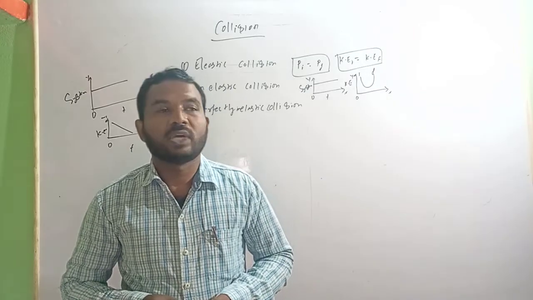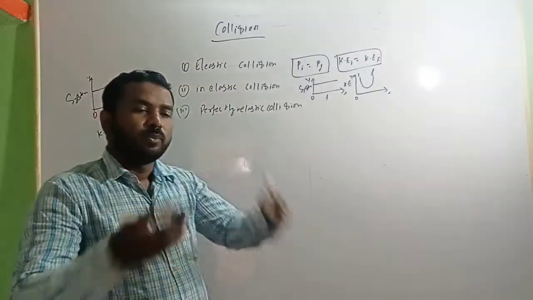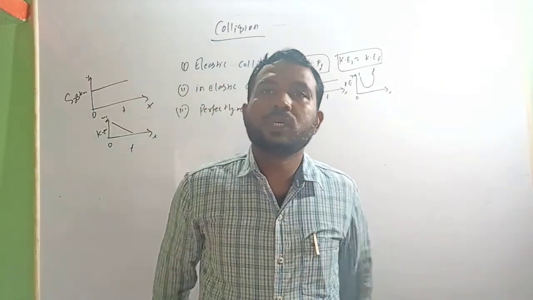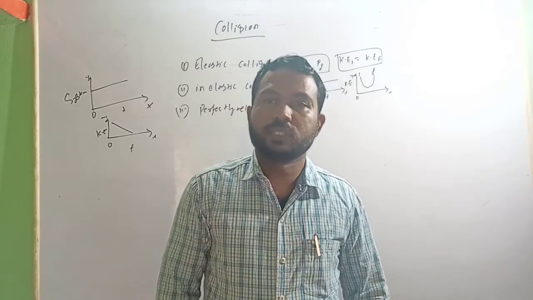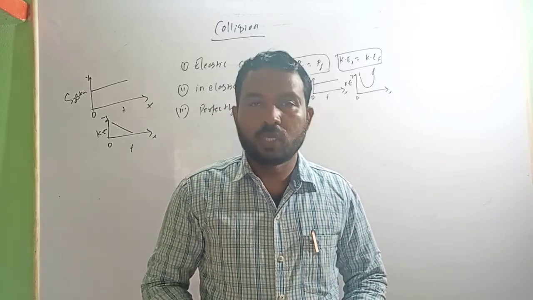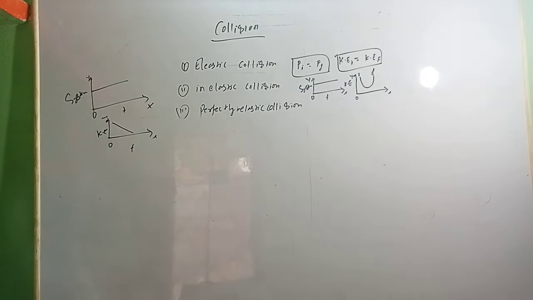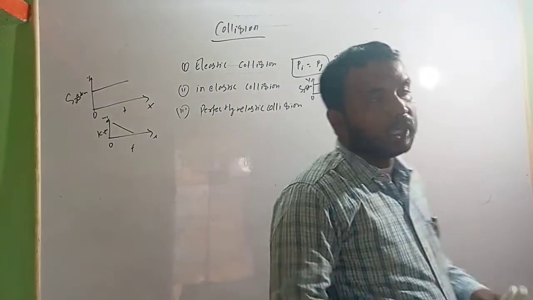So collisions are divided into three groups, and in a perfectly inelastic collision, when the two objects collide, they stick together and move with a common velocity after the collision. So today we are going to discuss the relations, starting with the elastic collision in one dimension.